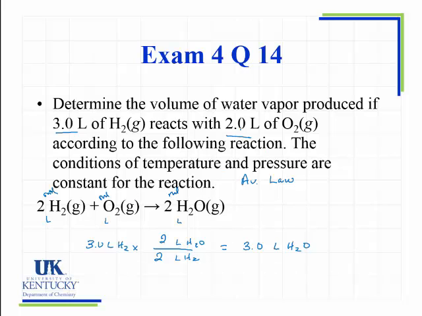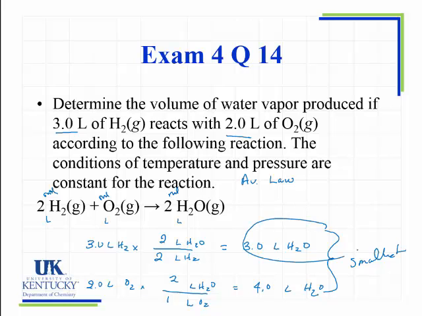Then we do it for the other reactant. 2 liters of oxygen, going from liters of oxygen to liters of the product. 2 to 1. This is giving me 4 liters of water. You choose the smallest. So the answer is 3 liters of water would be produced.